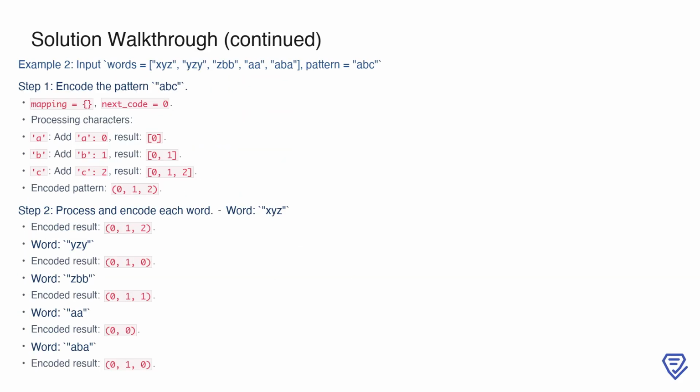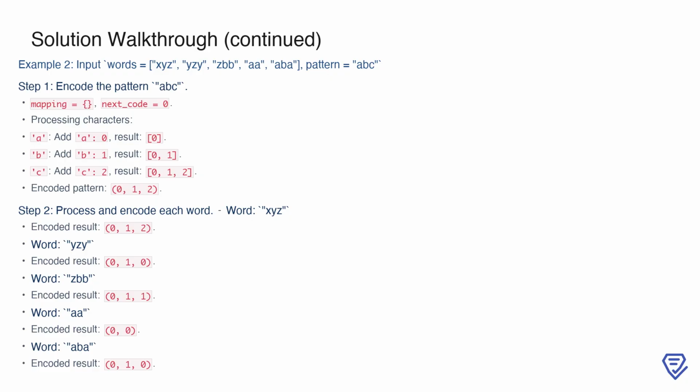In the next example, we are given the pattern ABC and the list words equals XYZ, YZY, ZBB, AA, ABA. First, we encode the pattern ABC. Starting with an empty mapping, we assign 0 to A, 1 to B, and 2 to C, resulting in the encoded pattern 0, 1, 2. Next, we encode each word in the list. The word XYZ is encoded as 0, 1, 2 because its characters follow the same order as the pattern.